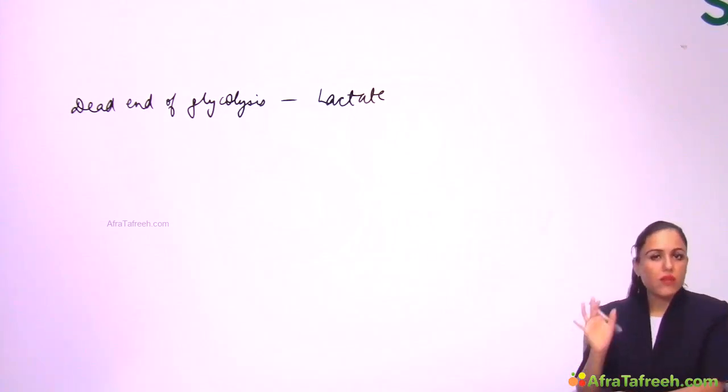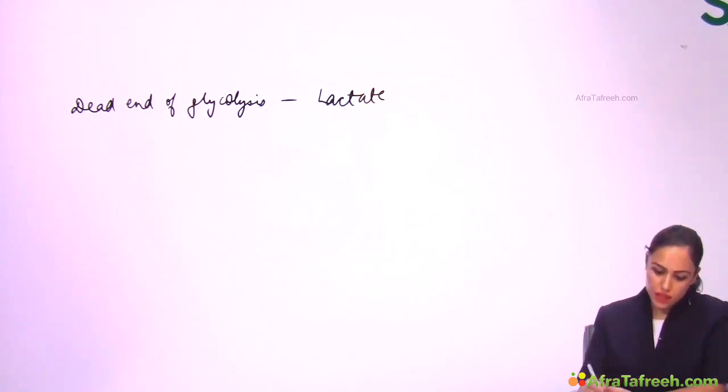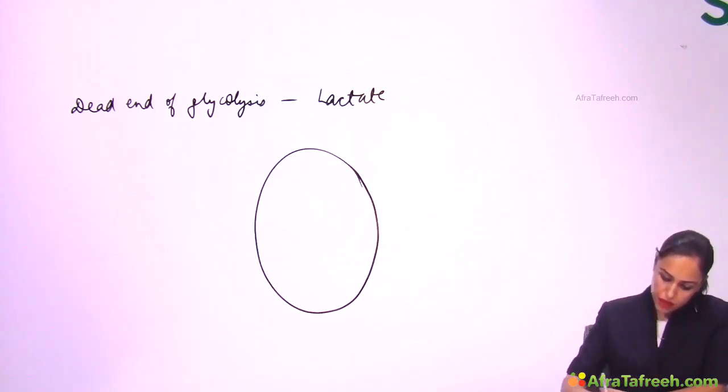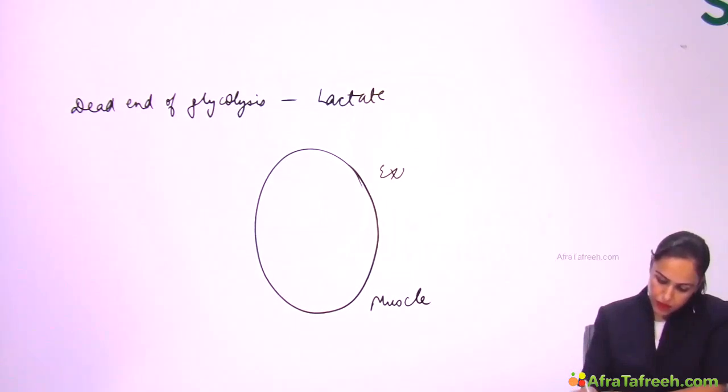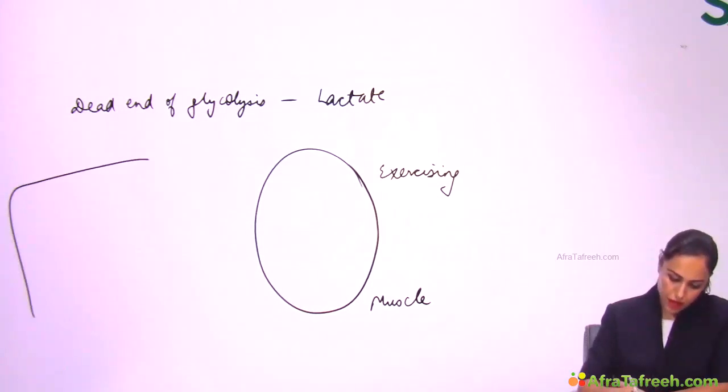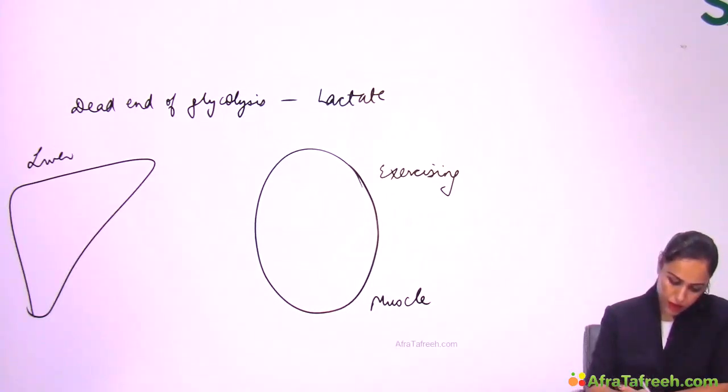Now, if they ask you which molecule is the dead end of glycolysis, I told you the dead end of glycolysis is lactate. What does that mean? Dead end means once lactate is formed, after that nothing can be formed. Let's see the example. Let's say this is muscle, and let's say this muscle is an exercising muscle, and let's say this is liver here. In the center, this is blood, right?